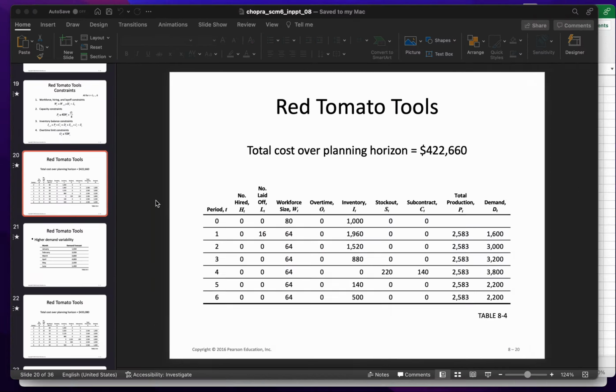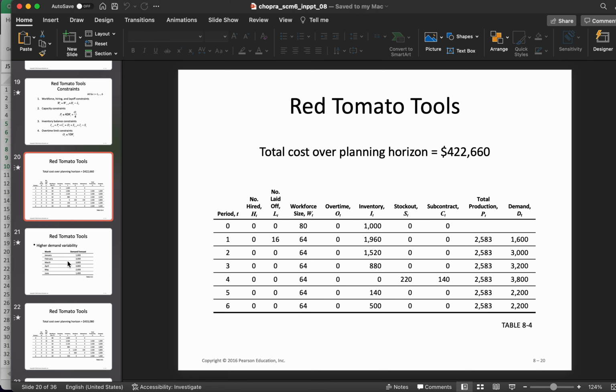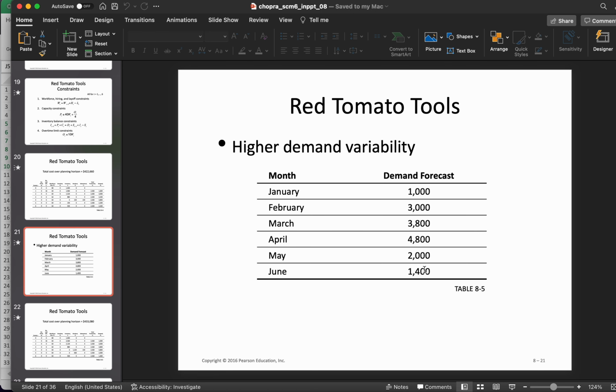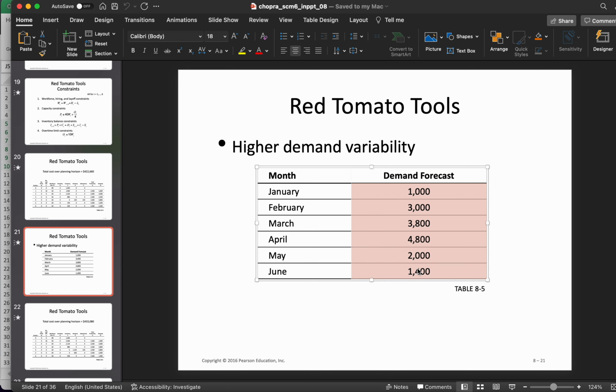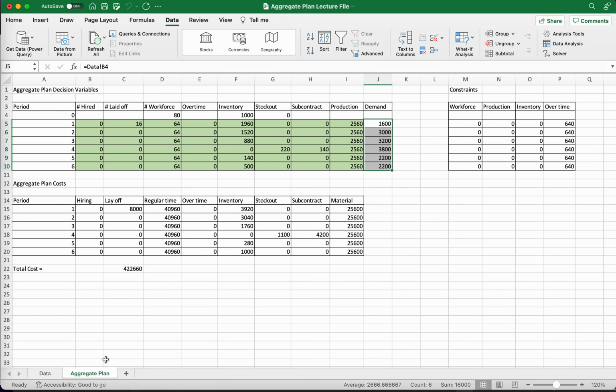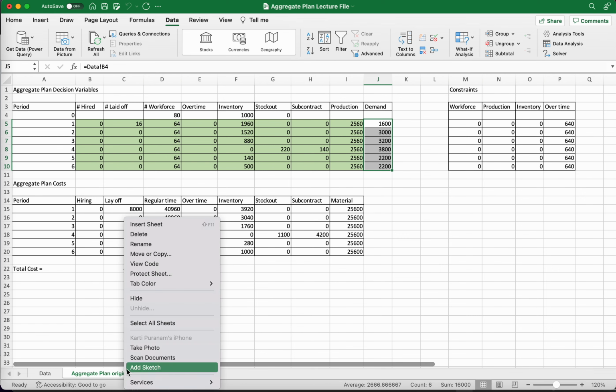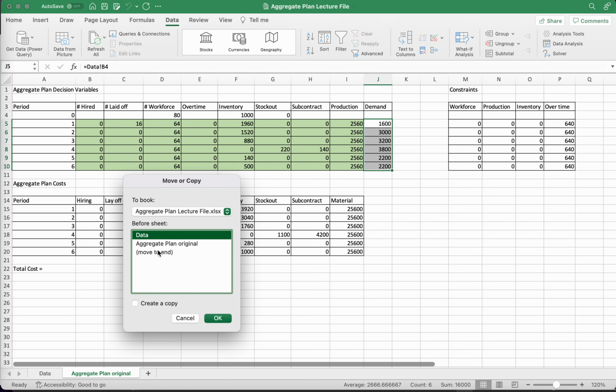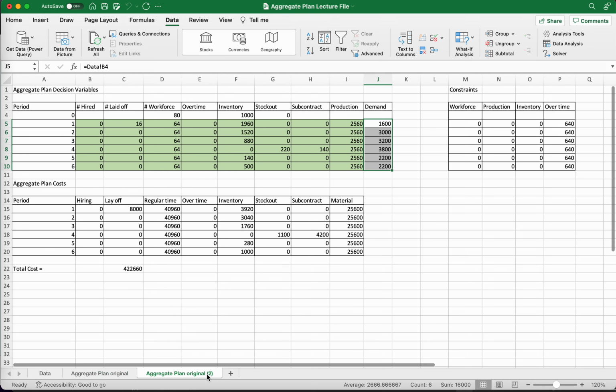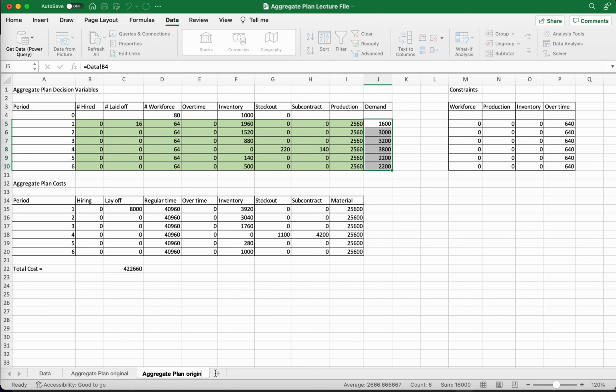If you look at the textbook, here is an example of higher variability in demand, where demand starts at 1000 and goes all the way up to 4800. So let's look at a higher variability in demand. Let's see if I can copy these numbers over. Yes, I can copy these numbers over. This aggregate plan, I'm going to call it original. Now let's make a copy. Aggregate plan, high demand variability.